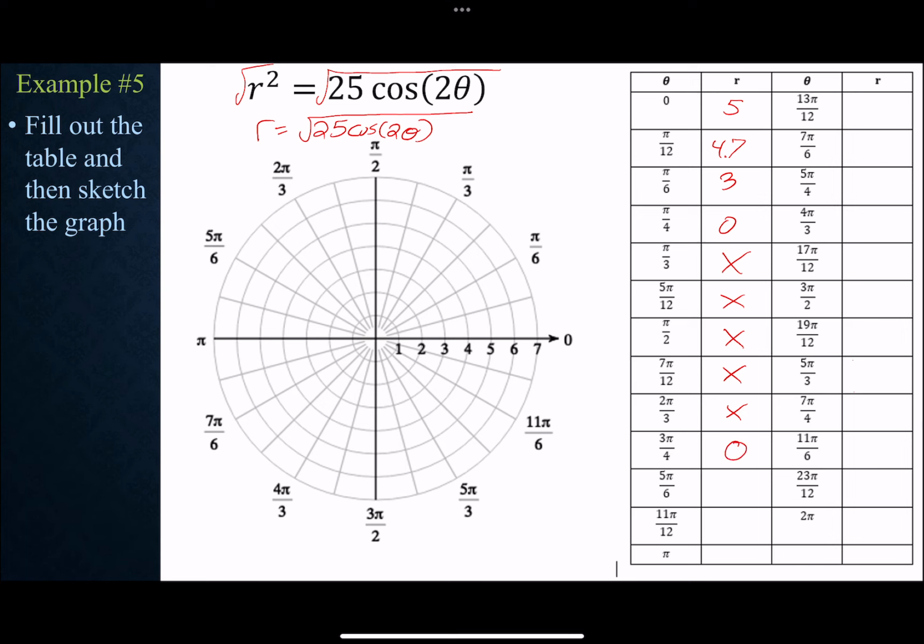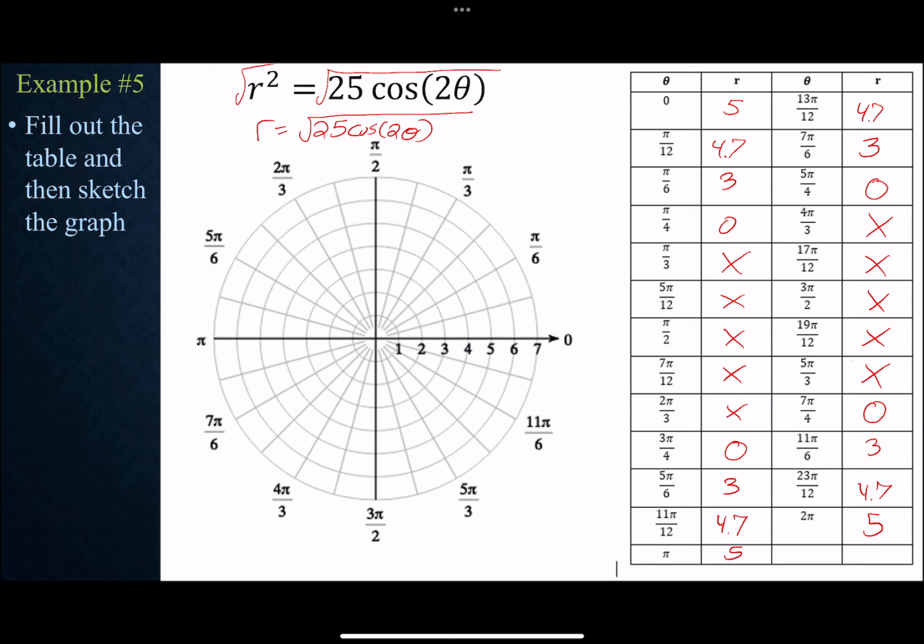The zeros always match up with the pi over 4s when it's based on cosine. When it's based on sine, the zeros will be at 0, pi, and pi over 2. And it's always going to follow the pattern of works, fails, works, fails, works. Following the same pattern, after 0 would be 3, 4.7, 5, back to 4.7, back to 3, 0, and then it fails 5 times in a row because there's a negative inside the radical. And then after the 0, it goes back to 3, 4.7, and then 5.